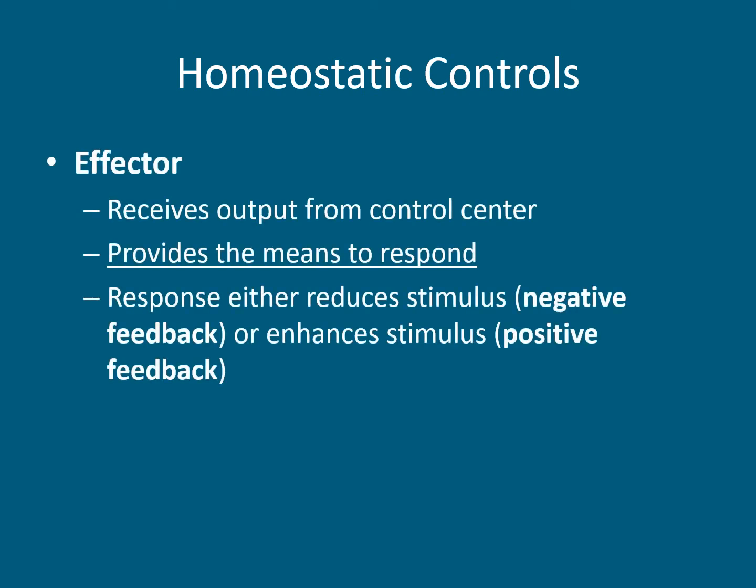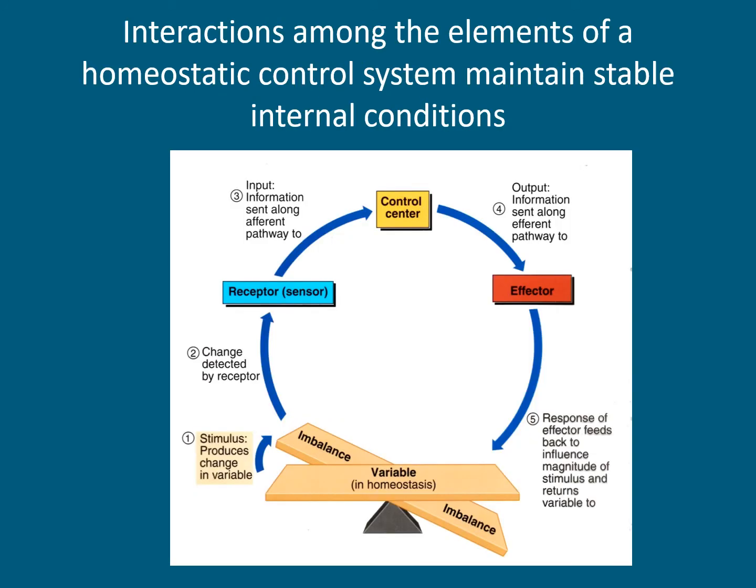The effector is what receives that information from the control center. So it's your response. So it's either going to reduce the stimulus, which is called a negative feedback, or it's going to enhance that stimulus, which is a positive feedback. Most responses will be negative feedback.